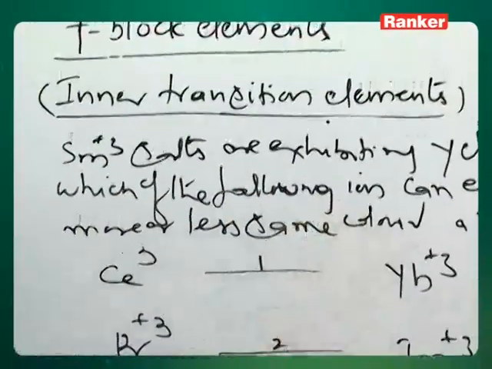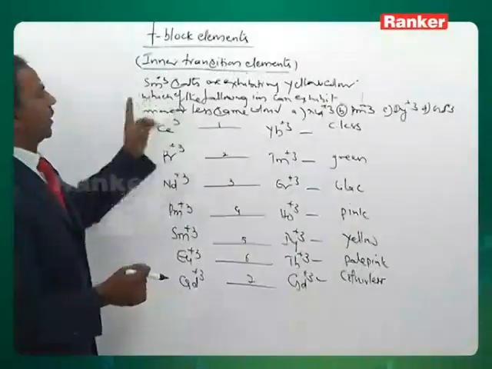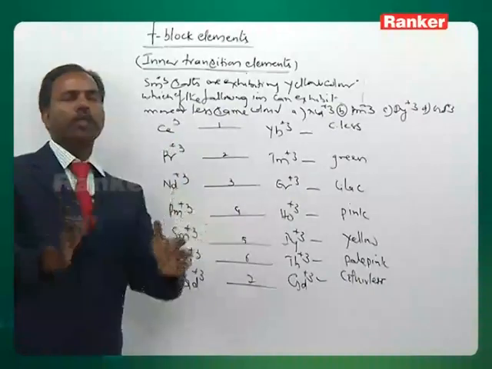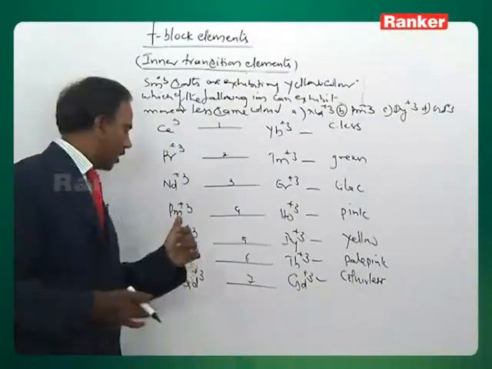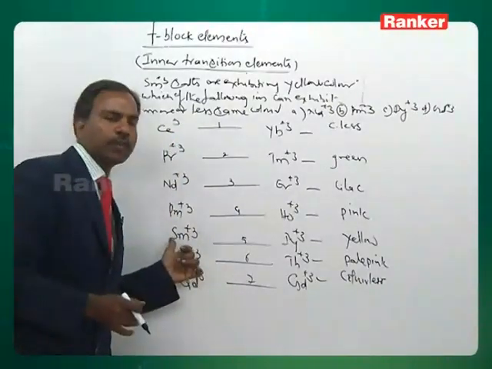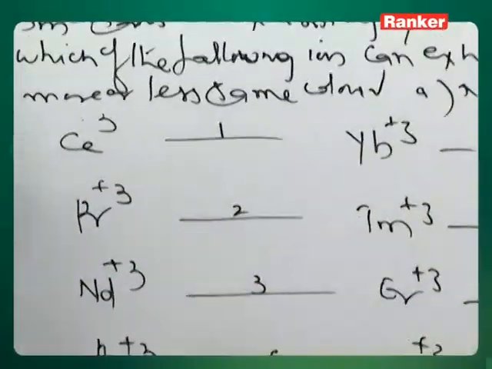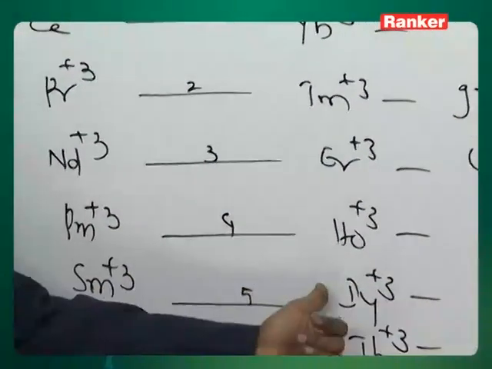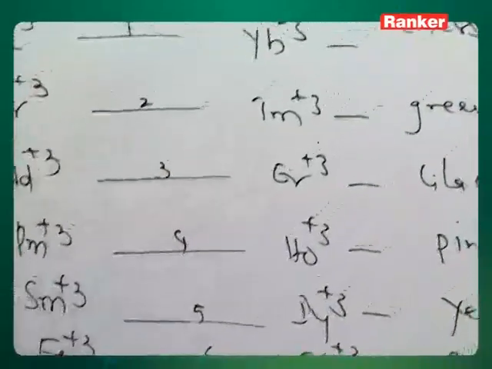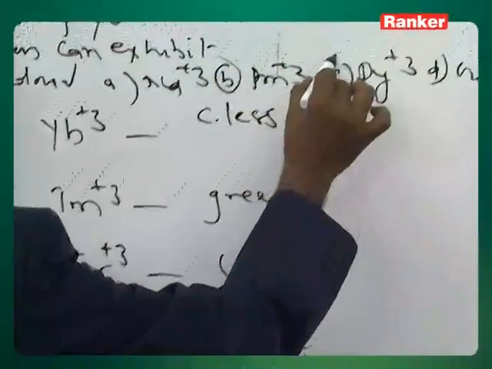Then once this particular question appears, what is actually given? Samarium +3. You should be in a position to make the table, and you have to see that opposite to samarium, what ion you are getting. See, opposite to samarium, what is the ion you are getting? Dysprosium. Like this, dysprosium is the answer here.